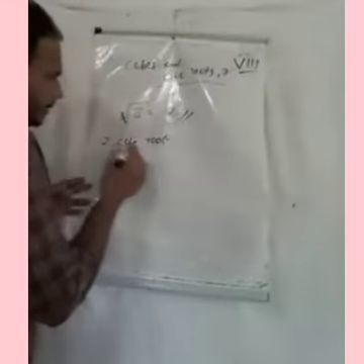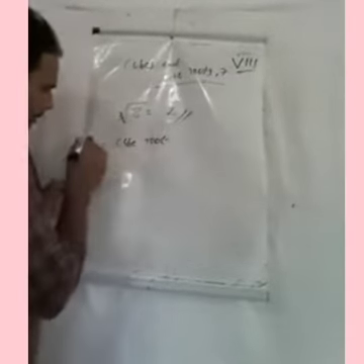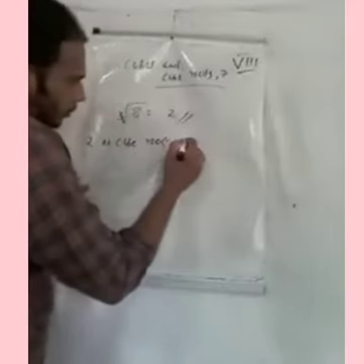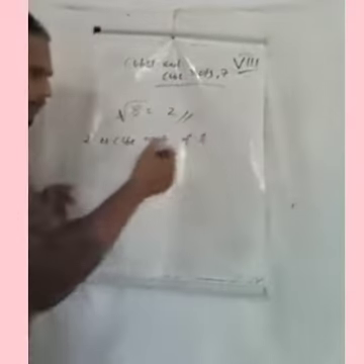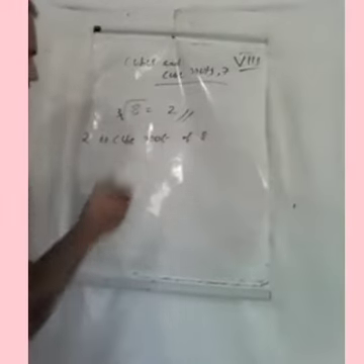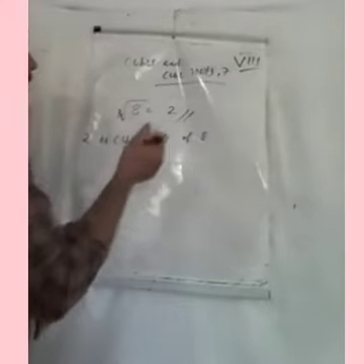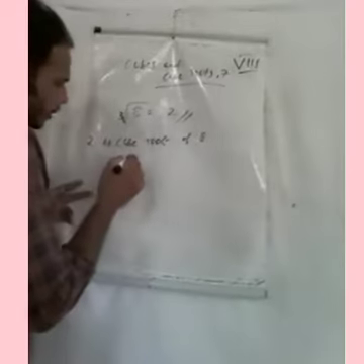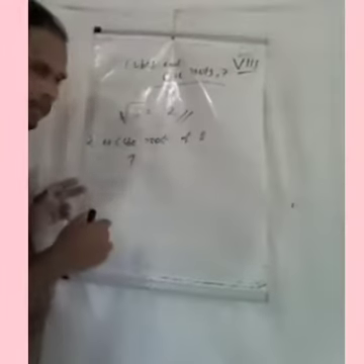The cube root of 8 is 2. Okay, so what is the cube root of 9?